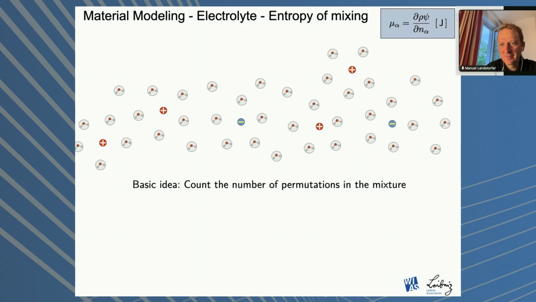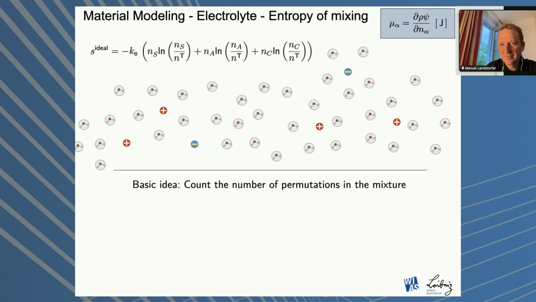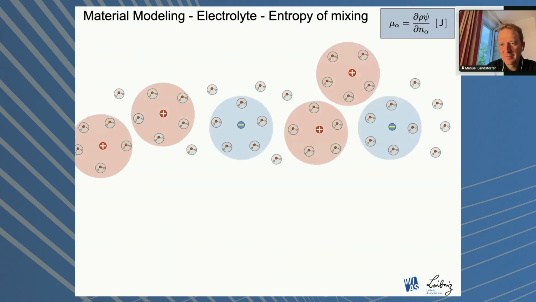But for basic chemistry students, what they normally learn about the entropy of mixing is that you basically count the number of permutations you have in a mixture. So you can exchange an anion and a solvent molecule. You can exchange solvent molecules, and so on. And based on this idea of counting numbers, you get an expression for the so-called entropy of mixing.